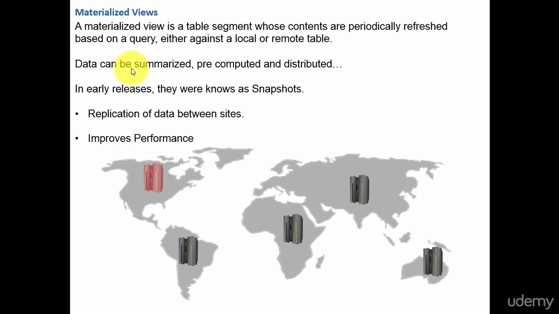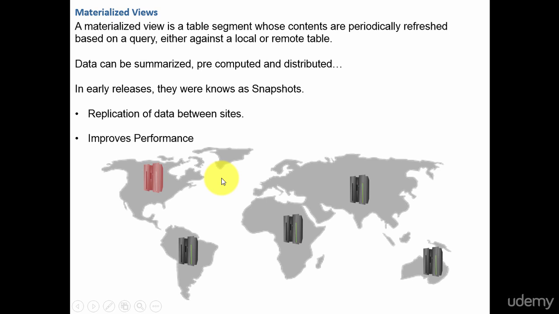So what are the advantages of materialized views? The main advantage of a materialized view is replication of data between sites. For example, you have data in North America, and you have clients all over the world. Suppose a person residing in Asia wants to access the data, he has to connect all the way to this server, right? Think about it. It creates a lot of network traffic to transfer the data from here to this user, right?